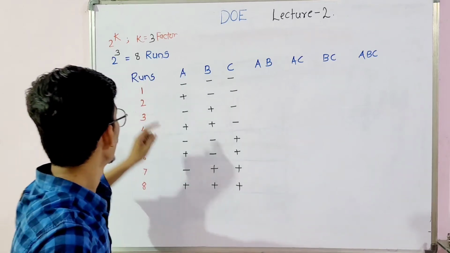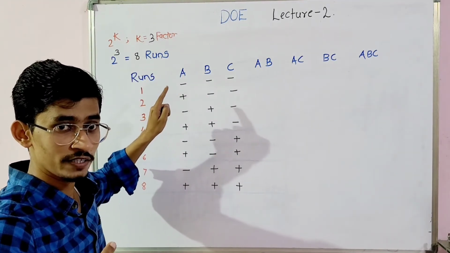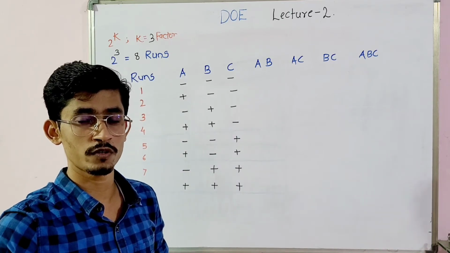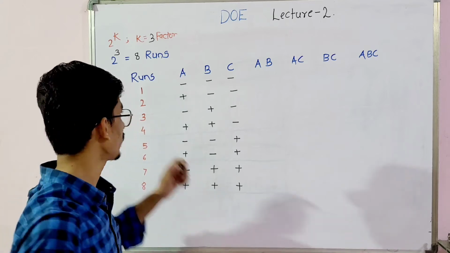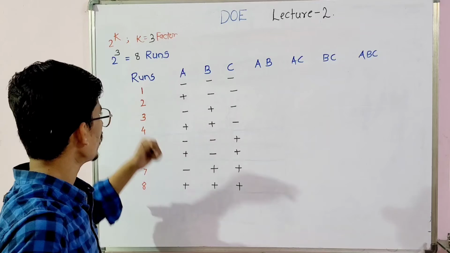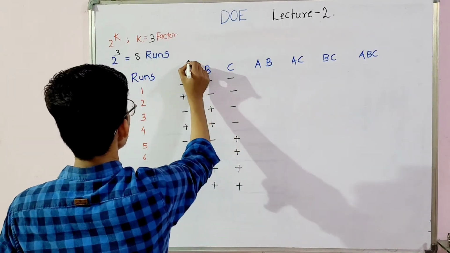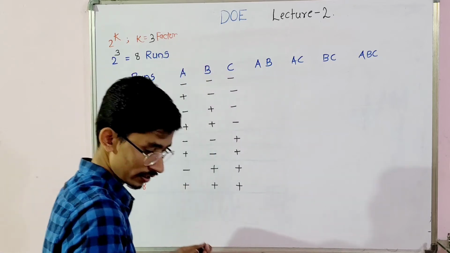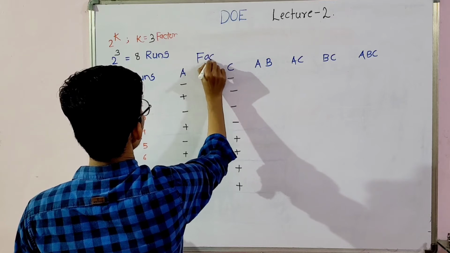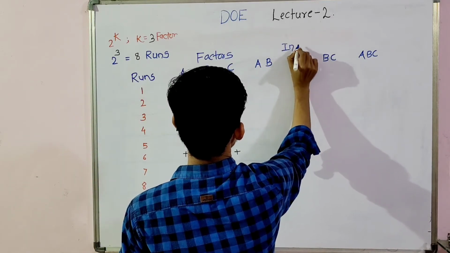So if 1 factor, you will get 2 runs. 2 factors, you will get 4 runs. 3 factors, you will get 8. If you are selecting 4 factors, 2 raised to 4 is nothing but 16. So the number of runs is going to increase. Now simply, 8 runs, so factors A, B, C, 3 factors. I have given the names here. These are my factors. Just wait. These are my factors. And these are interaction effects, interactions.